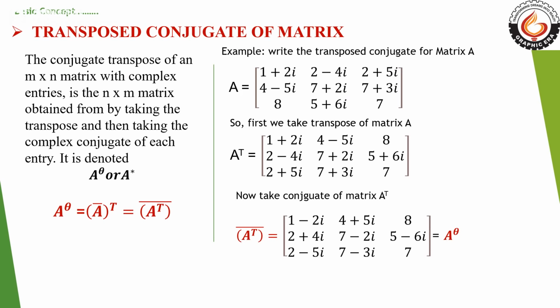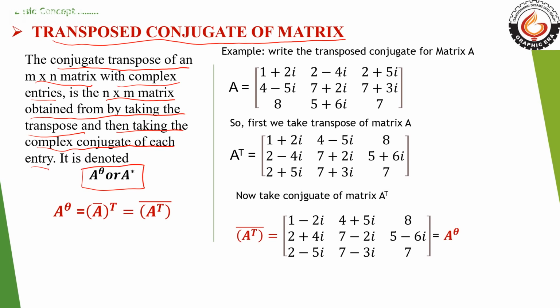Now we discuss the conjugate transpose of a matrix. The conjugate transpose of an m cross n matrix with complex entries is the n cross m matrix obtained by taking the transpose and then taking the complex conjugate of each entry. It is denoted by A theta or A star. So we can say that first we take the conjugate and then the transpose, or first we take the transpose of the matrix and then the conjugate of that matrix.